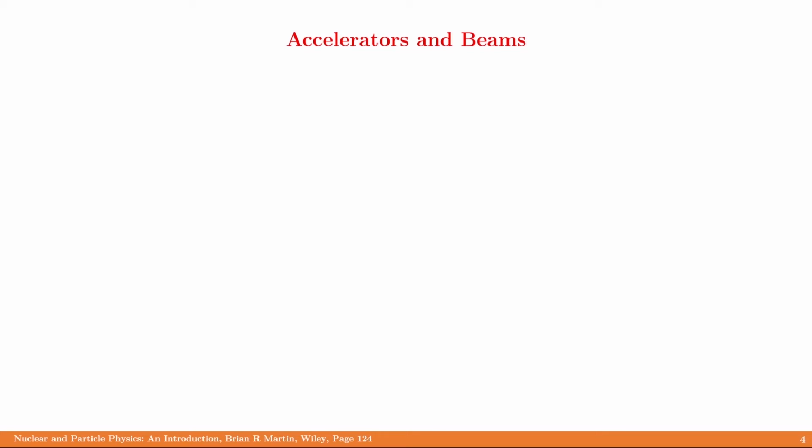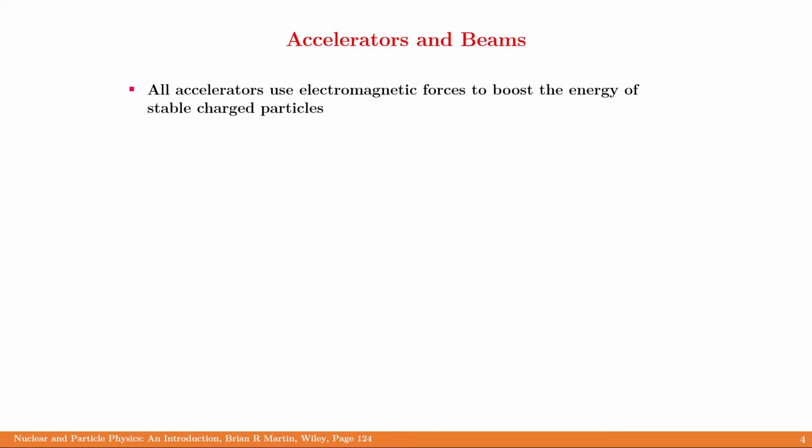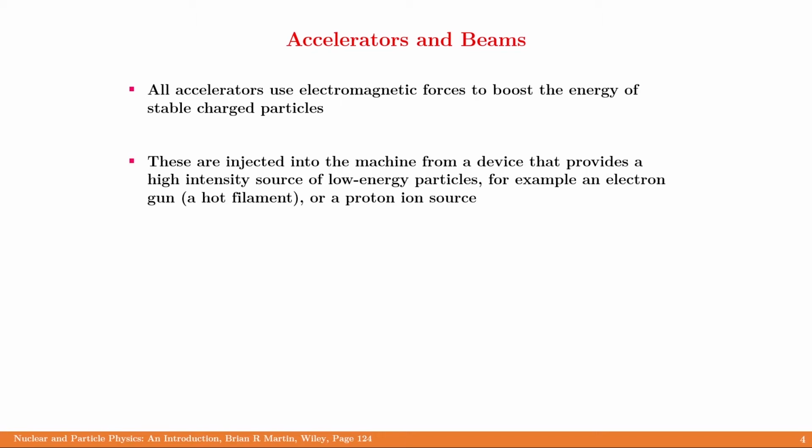Accelerators and beams. All accelerators use electromagnetic forces to boost the energy of stable charged particles. These are injected into the machine from a device that provides a high intensity source of low energy particles, for example an electron gun, which is a hot filament, or a proton ion source.